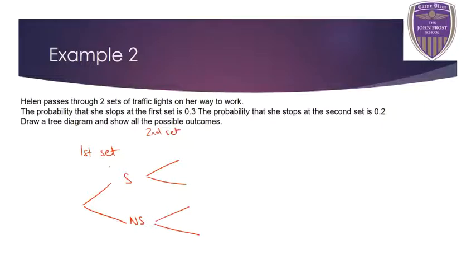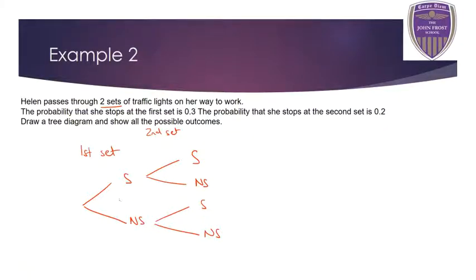Okay. On the second set then, we're still talking about the same thing, aren't we? So once she has passed the first set of traffic lights, because it says here, look, she passes 2 sets. On the second set of traffic lights, it's still the same possibilities, isn't it? She's still either going to stop or she's not going to stop. Okay, so that's what the diagram will look like, and now we can fill the information out.